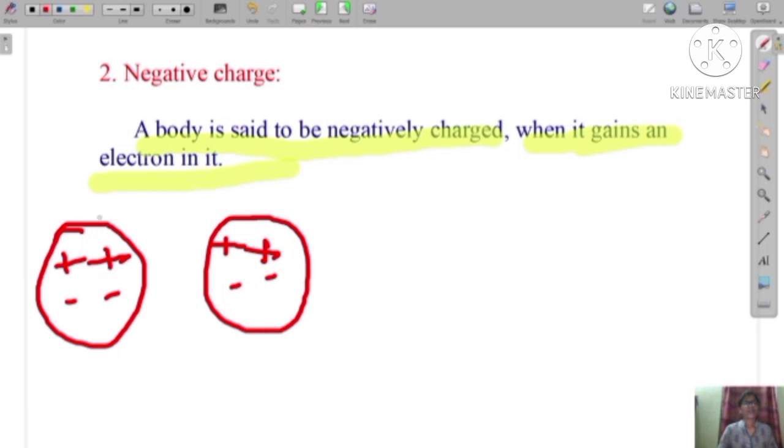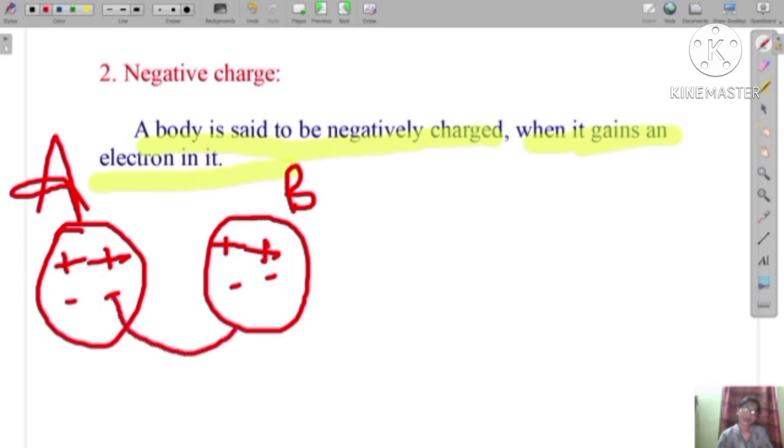Negative charge. So let me say this body is A and this body is B. Okay? So when these two bodies are rubbed together, from the body A, the electrons, the negative charges, are going to transfer to the body B.